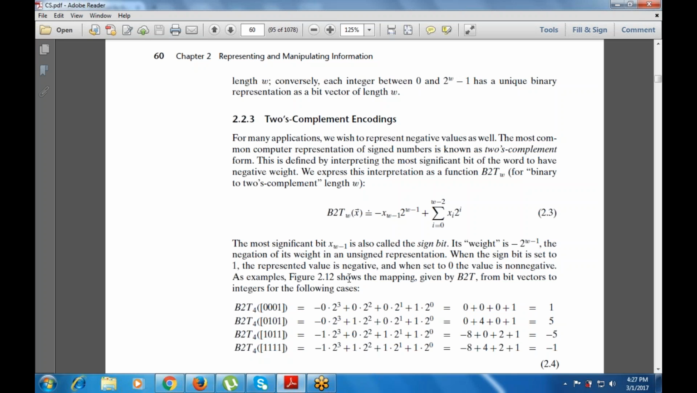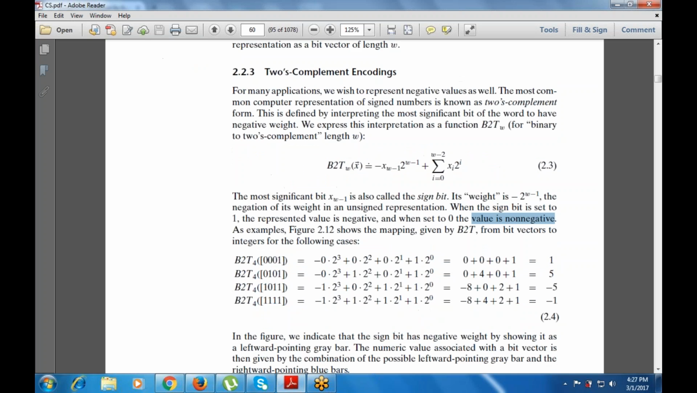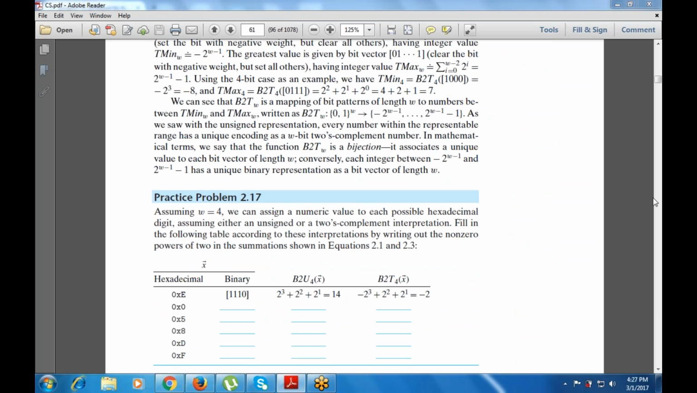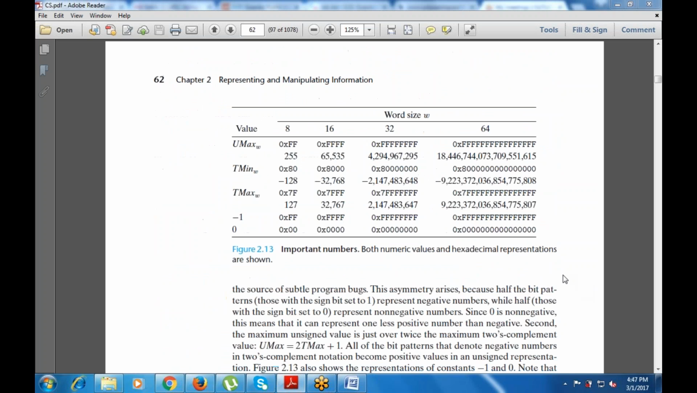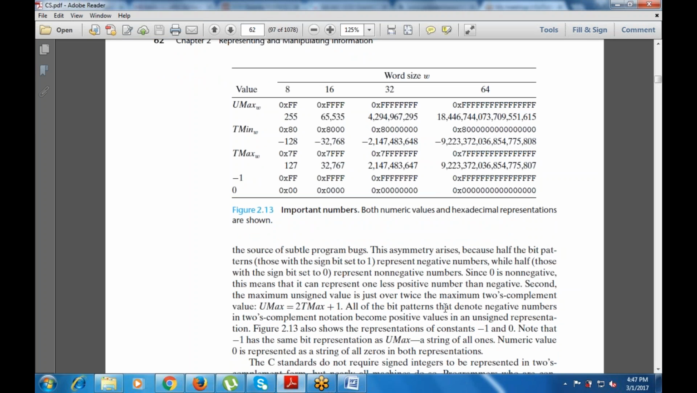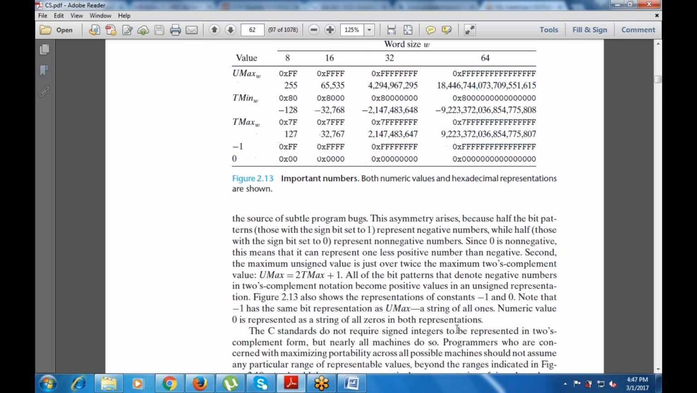Now next is the two's complement encoding that is used. When I use two's complement encoding, it is used with the sign weight, that is -2^(w-1). The representation value is negative and it is set to 0 when the value is non-negative. Now the next one is the important number that is used with both numeric values as well as hexadecimal values. This symmetry arises because half of the bit patterns represent a negative number while half represent a positive or non-negative number.